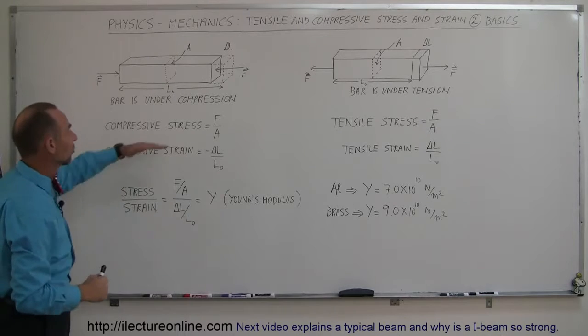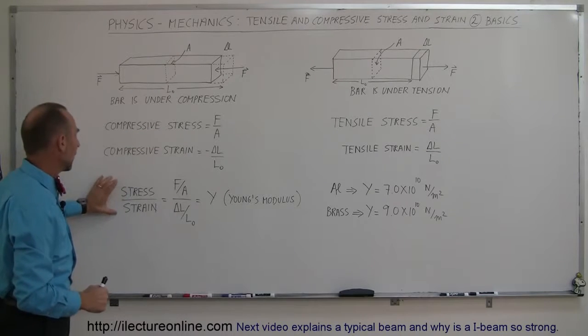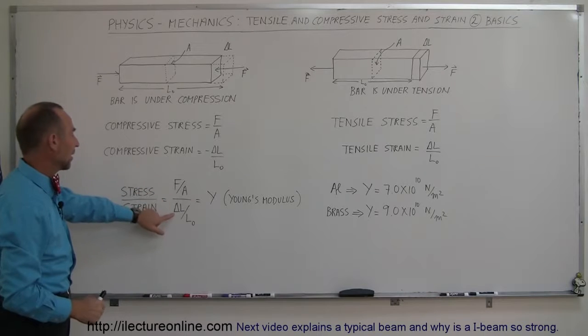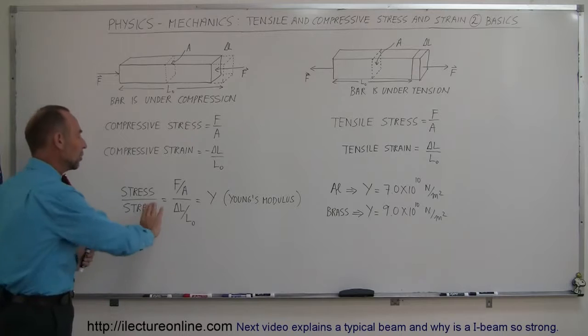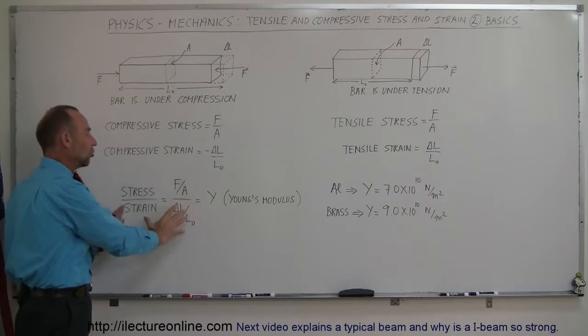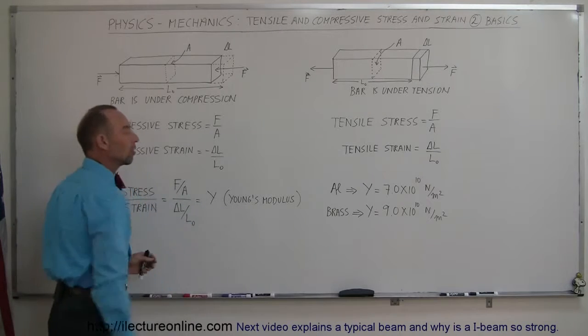And again, the ratio of the stress over the strain, when we write it like this, is F over A divided by the change in the length divided by the original length. And we can ignore the negative for a moment. Just that ratio by itself is called the Young's modulus.